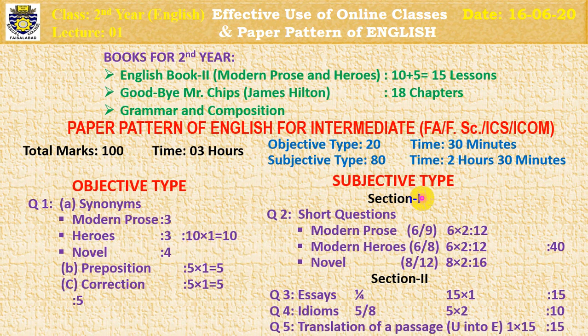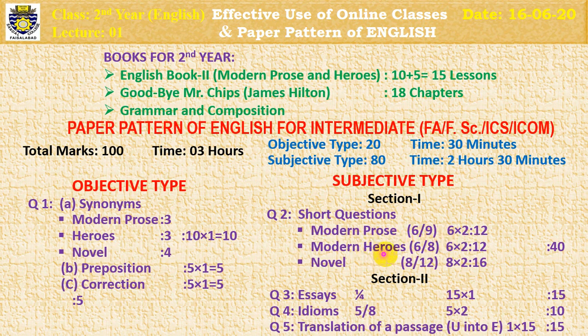Now is the subjective type. Subjective type has 2 sections, section 1 and section 2. Section 1 is for short questions, and all the short questions are taken from Book 2 and Goodbye Mr. Chips. Question 2 starts with modern prose. There are 9 questions taken from modern prose, and you are to attempt only 6. Each short question carries 2 marks. In this way, 12 marks are given to modern prose.